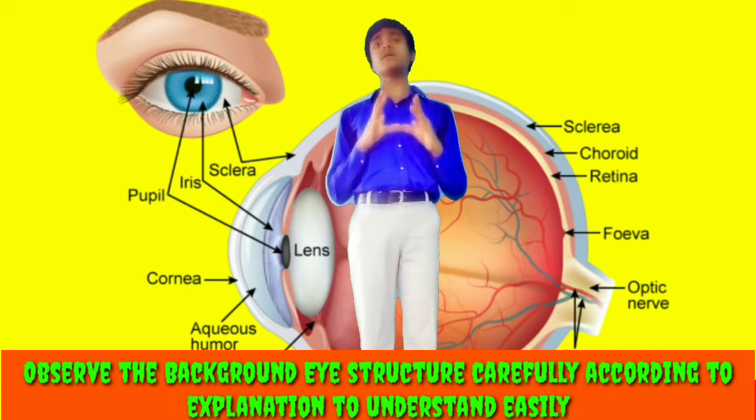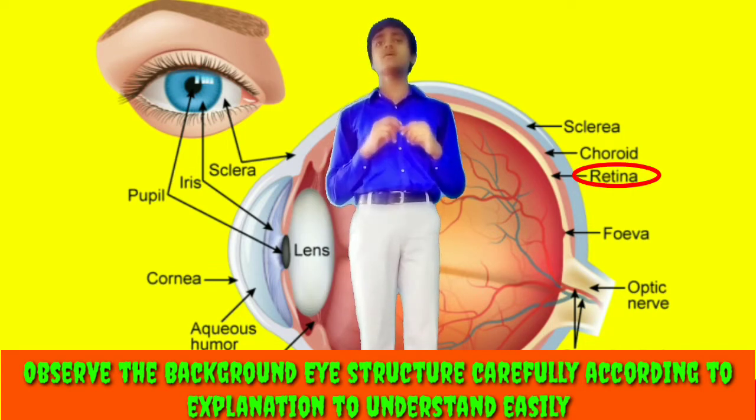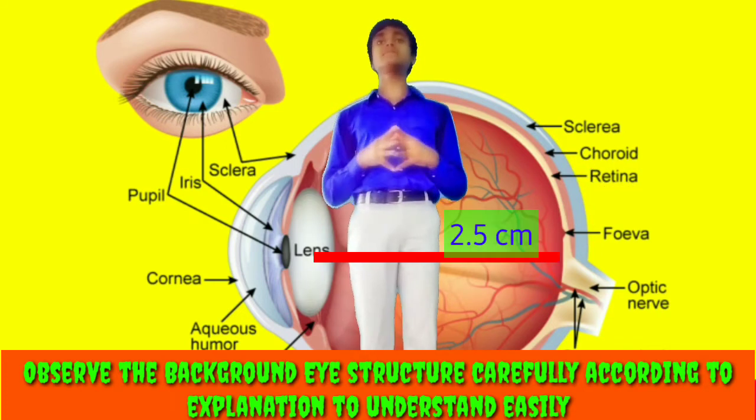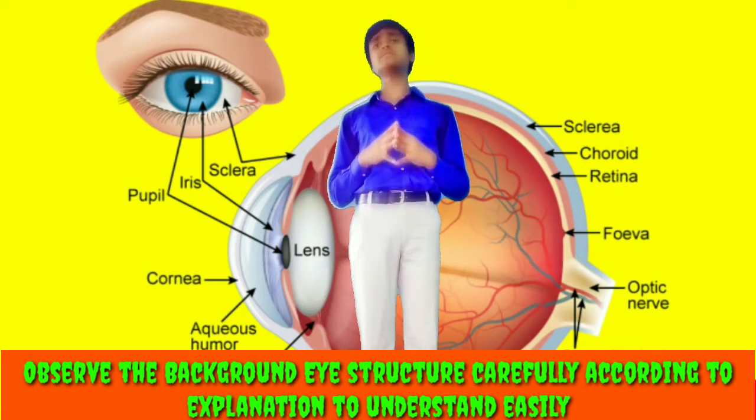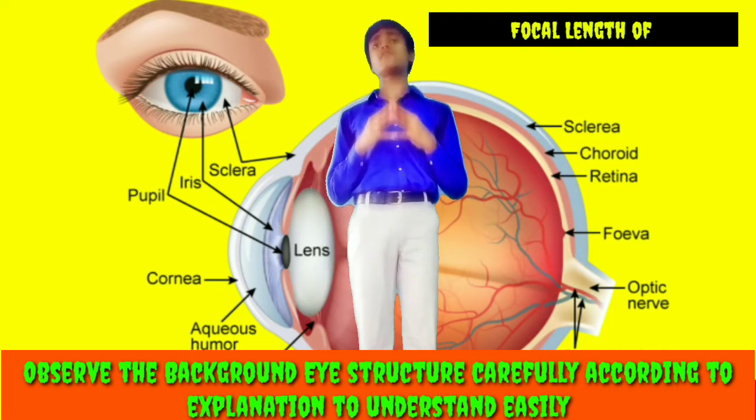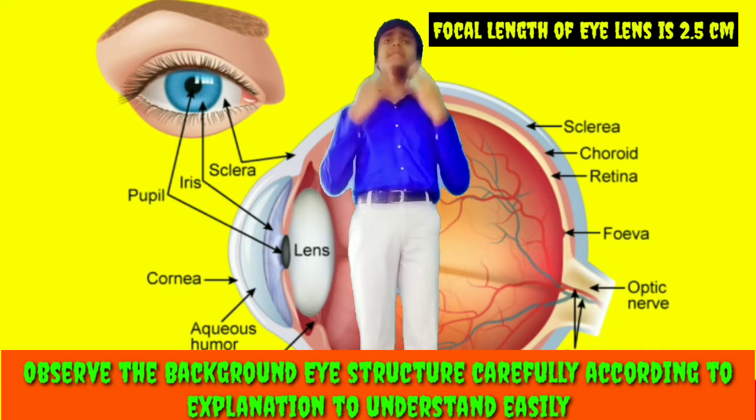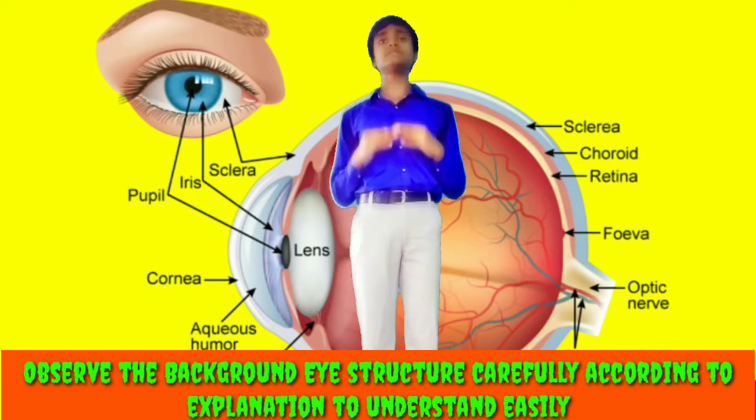And there is a delicate membrane called the retina, which is at a distance of 2.5 centimeters from the lens, where the image is formed. That means the focal length of our eye is 2.5 centimeters. That means for an object at any distance from your eye, the image distance will be 2.5 centimeters in our eye.